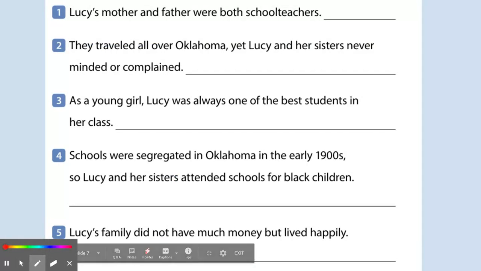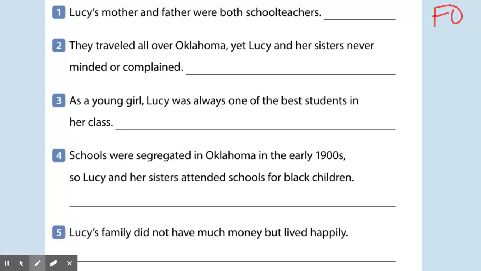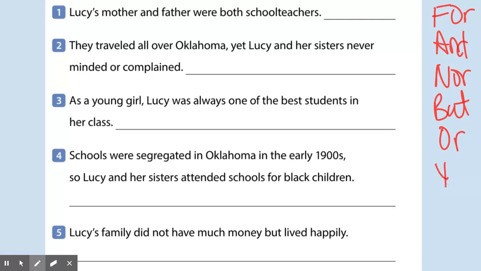So now I'm going to give you my cheat. My fanboys, I've got for, and, nor, but, or, yet, and so. And I know that it's going to have a comma attached to the word in front of it as well. So I'm just going to go ahead and do that right there.